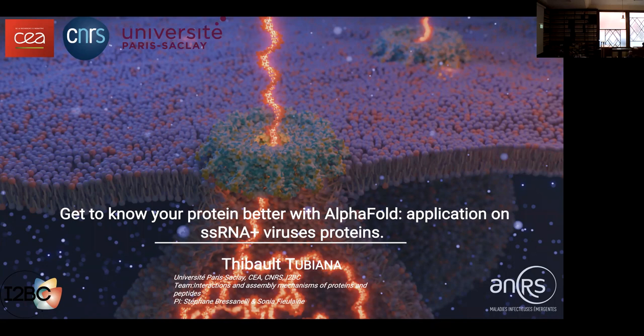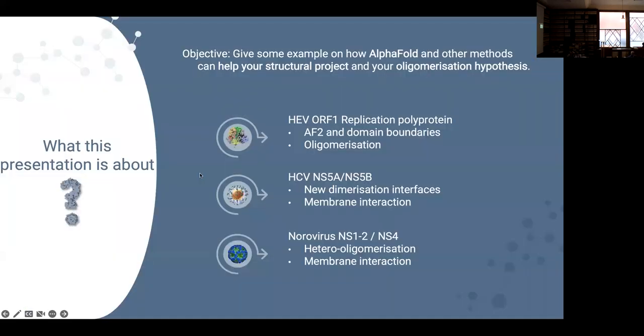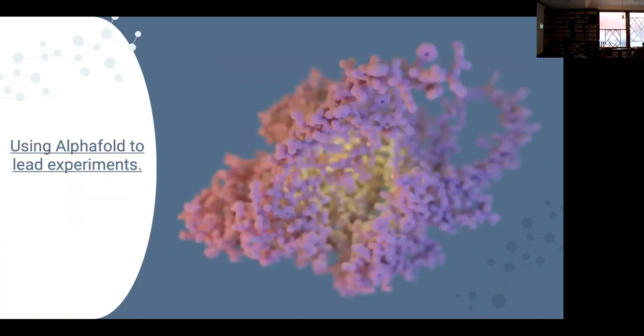So I have three case examples to show. The first one is on my main project, the project for which my funding agency gave me a salary: the replication polyprotein of hepatitis E. I have another use case on the protein of hepatitis C, and another on the protein of the norovirus, if I have time to talk about the last one. First, let's talk about how AlphaFold can help you lead your experiments, because so far, for this protein, we don't have any structures.